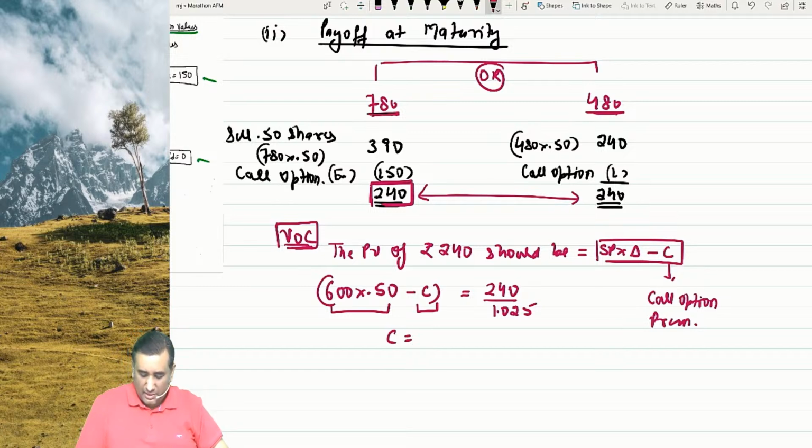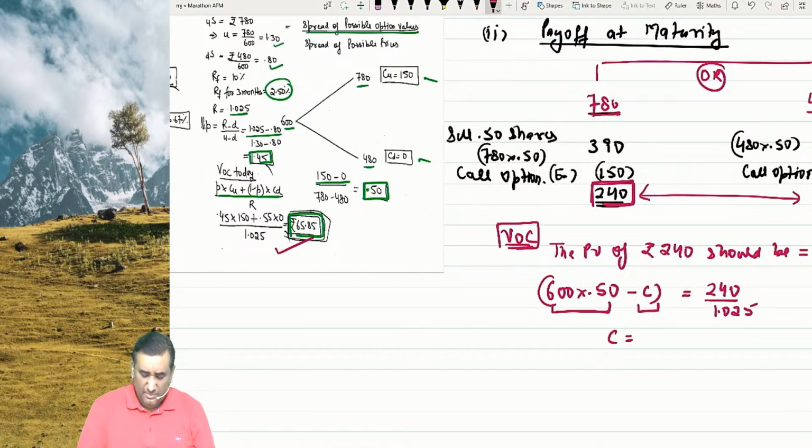Sir, what have we done? 600 into 0.5 is the total cost of buying the share today, because he is buying 0.5 shares. In the next question, I'll dictate this sentence: he buys 0.5 shares, he basically hedged himself.